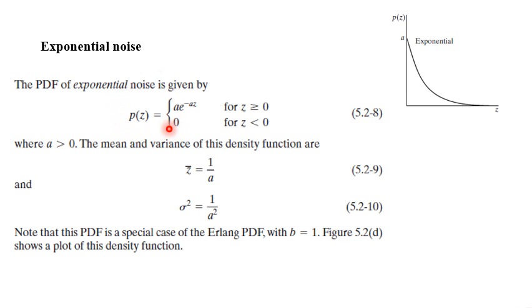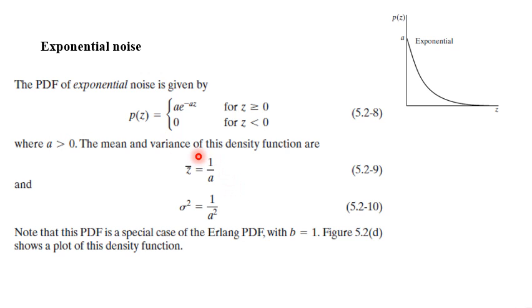So here, when we are speaking of exponential noise, as the name suggests, you should have a constant represented by a, and the exponential factor e to the power minus az for z greater than or equal to 0, and 0 for z less than 0. And here we should understand that the value of a should always be positive, that is, greater than 0.